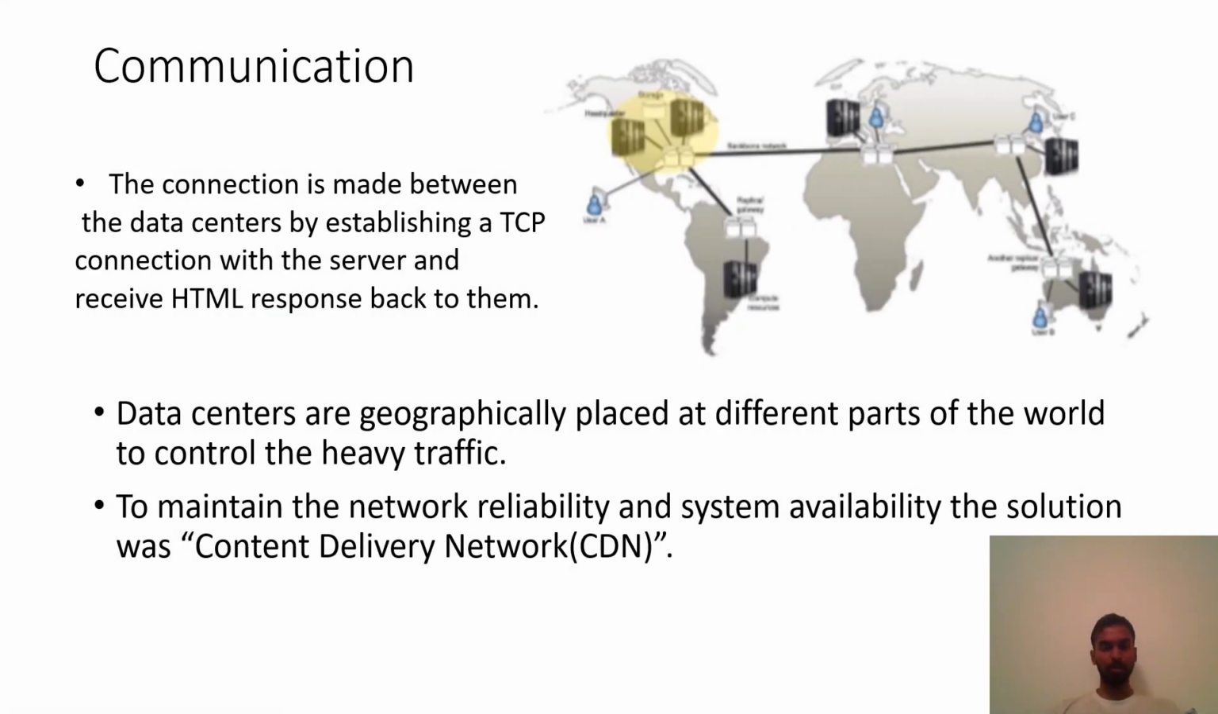And let's come to the communication. Until here we have discussed how the data is stored in Facebook. Now let's talk about communication. The connection is made between different parts of the world through data centers. All these data centers are connected by establishing a TCP connection with the server and receiving an HTML response back. And these data centers are geographically placed at different parts of the world to control the heavy traffic.